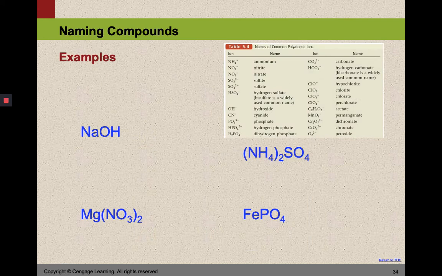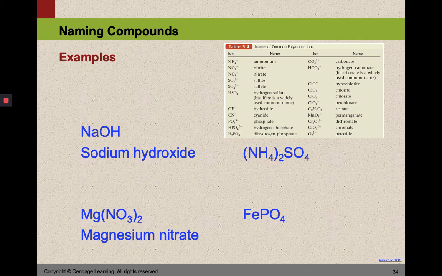Now a few more examples. It is good if we have our list of polyatomic ions, or you can look them up, but these are the most familiar ones. NaOH is made up of the sodium ion and OH, a hydroxide ion. So the chemical name for NaOH is sodium hydroxide. Next one, Mg(NO3)2, that's magnesium nitrate.